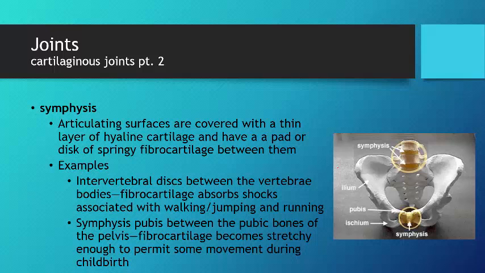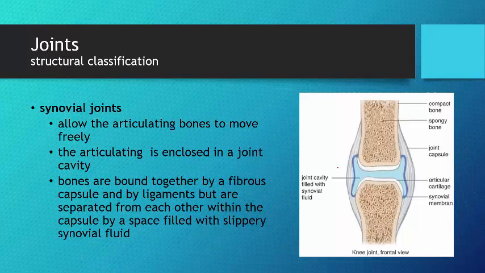All right, last of all, to the most complex of the joints as we classify them structurally, and those are the synovial joints. Synovial joints allow free movement of the articulating bones. They don't necessarily move in every direction, but depending on how the joint is constructed, they have very free movement. They're not restricted in whatever plane or planes of movement they can move in.